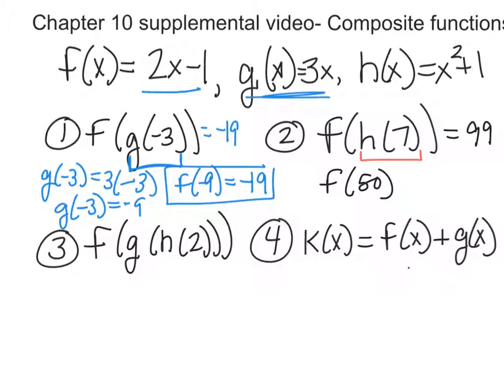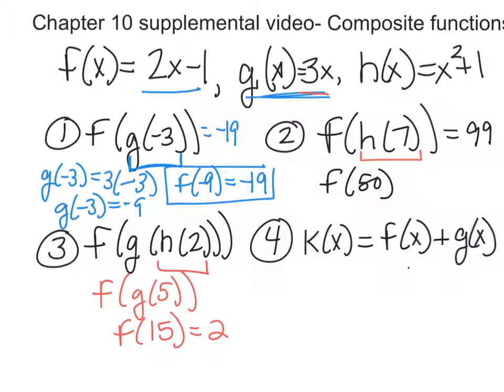Number 3, we have a triple function. This triple function is f of g of h of 2. We start with the innermost function, so we plug in h of 2. What would you get? Correct, it would be 5. So now, what would I get if I plugged in g of 5? Very good, I get 15. And then plugging 15 into f of x, I would get 30 minus 1, which is 29. So this answer would give us 29.